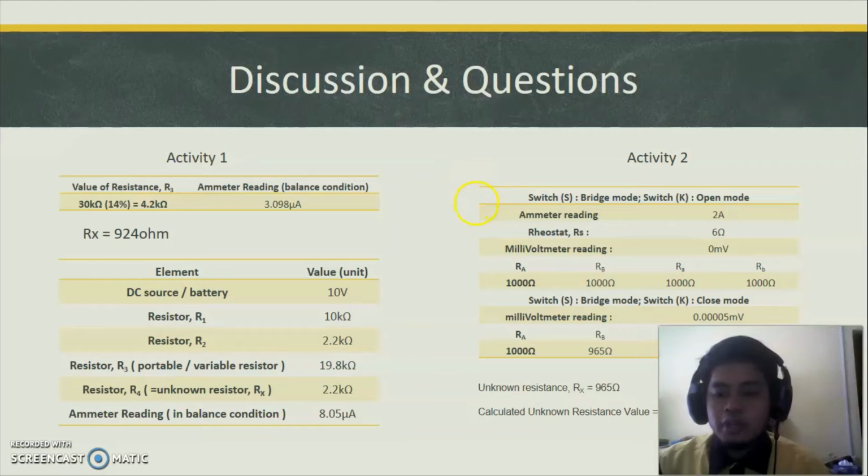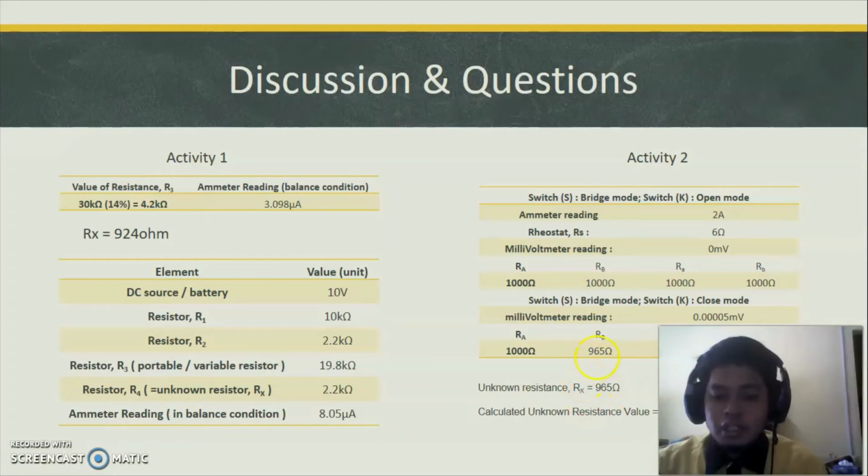So after that we can take the value of the thermostat, which is num ohm. So the millivolt meter reading is 0 millivolt. As you can see, RA and RB are 1000 ohm. After that, which is the closed mode, this value for the closed mode, and the unknown resistance can be calculated by using the equation. This is the calculated unknown resistance value. The unknown resistance is found from the simulation.